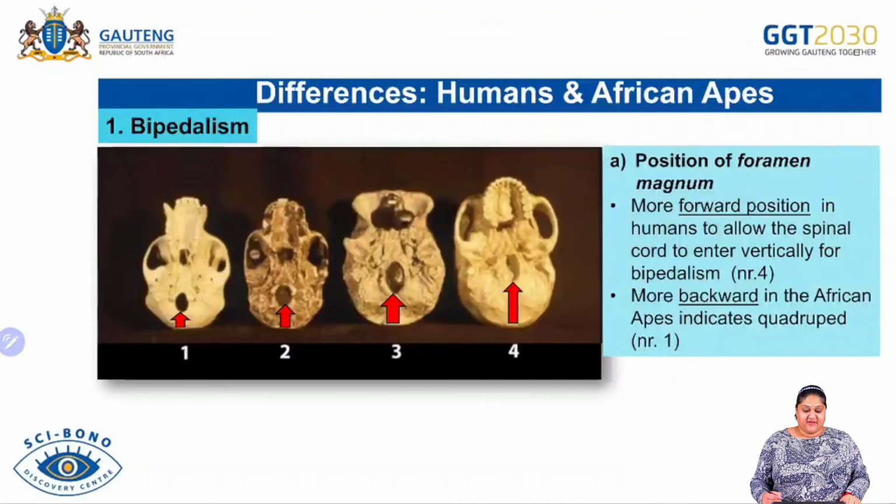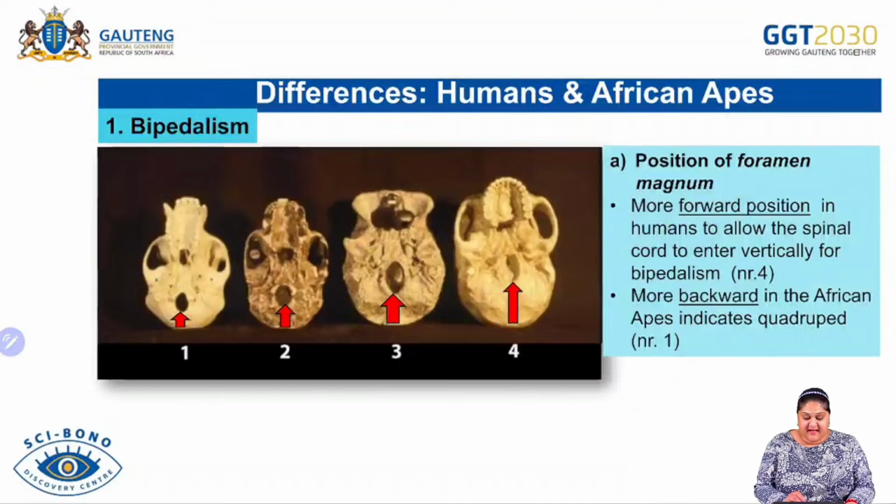Right, so humans and African apes. The first difference we're looking at is bipedalism. In this particular one, we are looking at the position of the foramen magnum. Remember I told you, it's the position of the foramen magnum, the shape of the spine, and the pelvis. Okay, so we're going to look at those three in more detail.